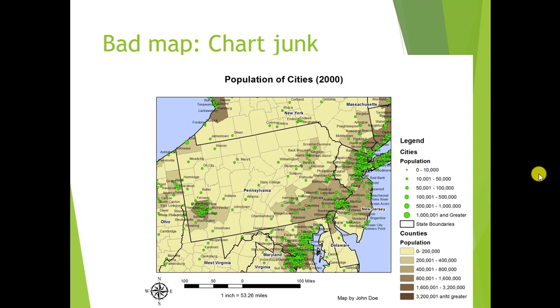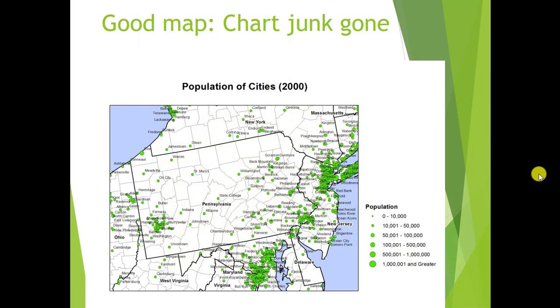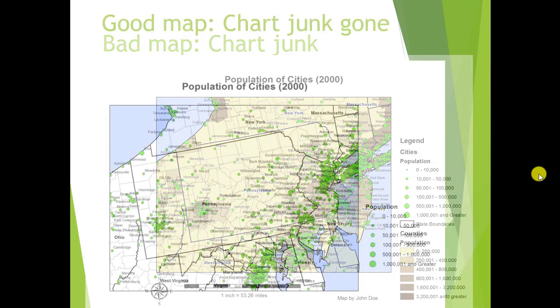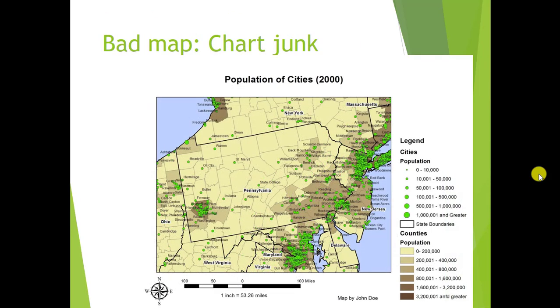I don't care what else is around Philadelphia at this moment. If I only want to map out Philadelphia and other elements, I can drop this and have a different story. If you compare this to this, it makes a difference. If I want to show counties, what I might do is I just disable the cities in here and have the counties already mapped out.